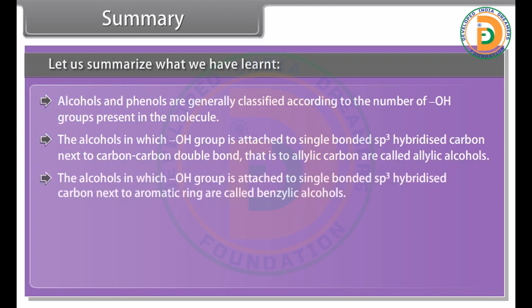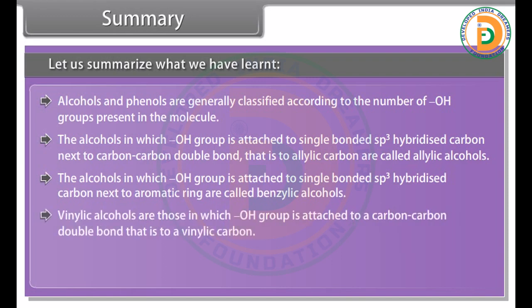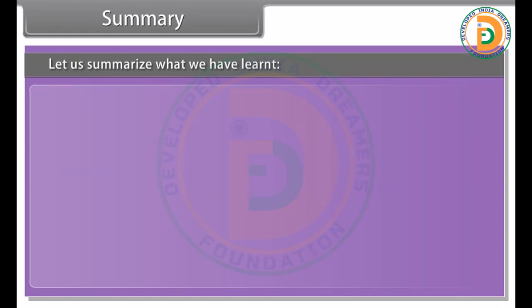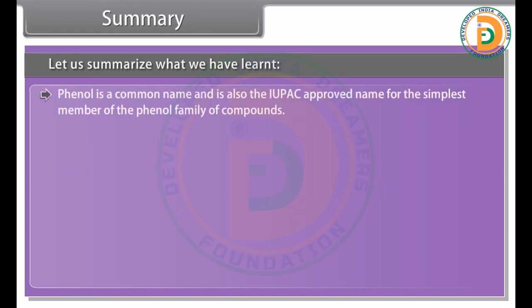The alcohols in which the hydroxyl group is attached to a single bonded sp3 hybridized carbon next to an aromatic ring are called benzylic alcohols. Vinylic alcohols are those in which the hydroxyl group is attached to a carbon-carbon double bond, that is, to a vinylic carbon. Alcohols can be named either by using the common name system or by the IUPAC system of nomenclature. Phenol is a common name and is also the IUPAC approved name for the simplest member of the phenol family of compounds. According to the IUPAC system, ethers are named as alkoxyalkanes.